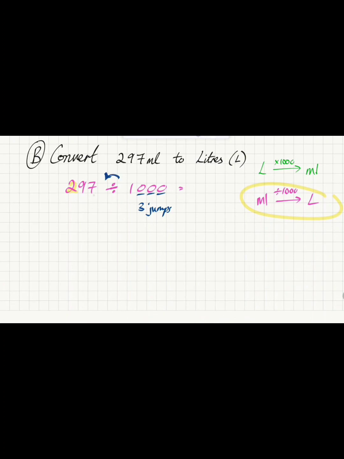But as you can see, there are no decimals here. But from my previous example, we always have an invisible decimal to the right of the units, which is right here. We do 3 jumps to the left. 1, 2, 3. 3 place value jumps. We jump and dump. Protect the decimal point. And our answer is 0.297 litres.